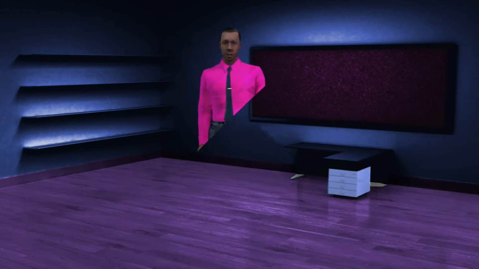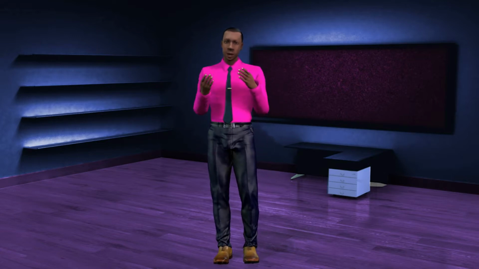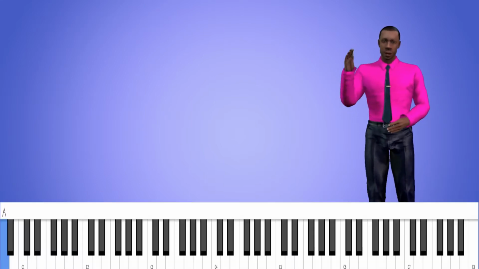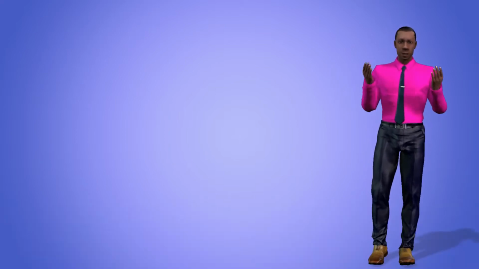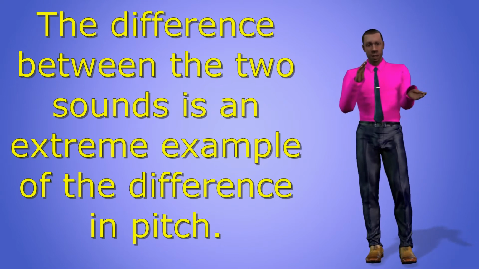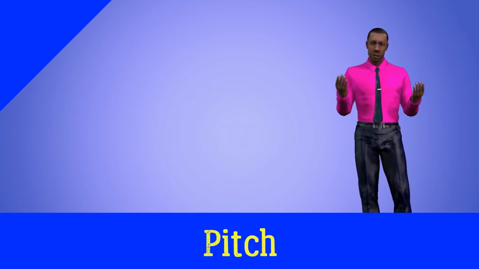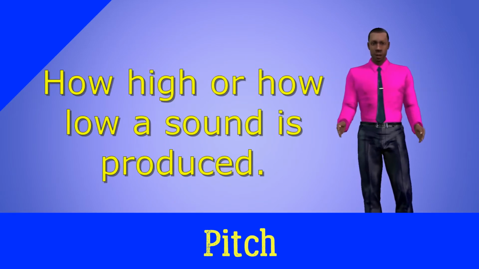In the last lesson, we spoke about texture and how it described the way in which different musical sounds are combined. Now, in this lesson, we are going to speak about pitch. If I press down the keys on either side of the piano, you'll notice that one sound is high and one sound is low. The difference between those two sounds is an extreme example of the difference in pitch. So, to put it simply, a pitch is how high or how low a sound is produced.